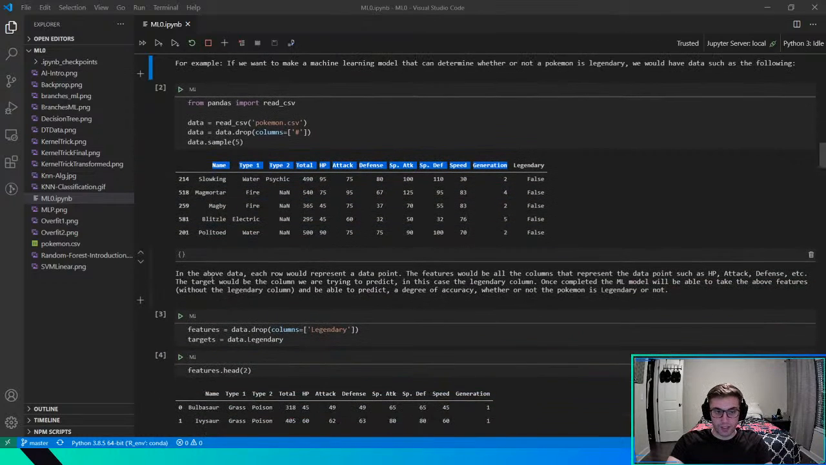So we'll read this here. In the above data, each row represents a data point, and the features would be all the columns that represent the data points, such as HP, attack, defense, etc. The target would be the column you're trying to predict, in this case, the legendary column. Once complete, the ML model will be able to take all the features above without the legendary column and predict, with a degree of accuracy, whether or not the Pokemon is a legendary.